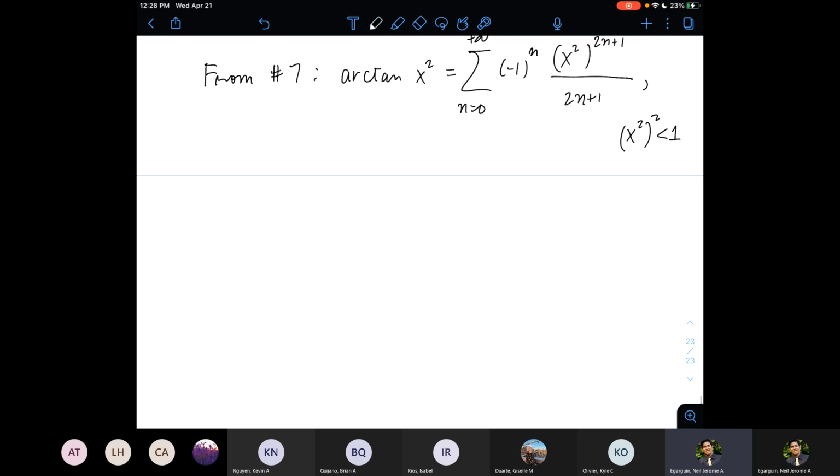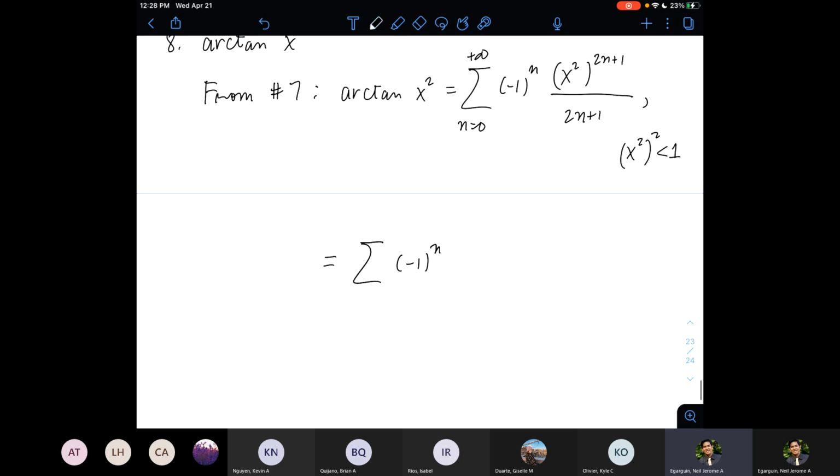So you can further simplify this as the sum of negative 1 to the power n, going from 0 to positive infinity. This is a power raised to another power, so we multiply the exponent. So this would be x to the power what? 4n plus 2, all over 2n plus 1. And the expansion is valid for all x's such that x to the power 4 is less than 1. Okay. Is that good?